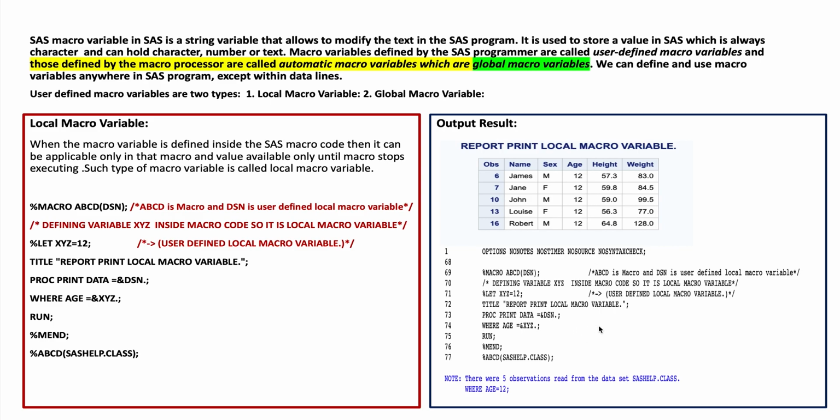From the log window, we observe there are 5 observations read from the dataset sashelp.class where age equals 12. That means local macro variable xyz has resolved.